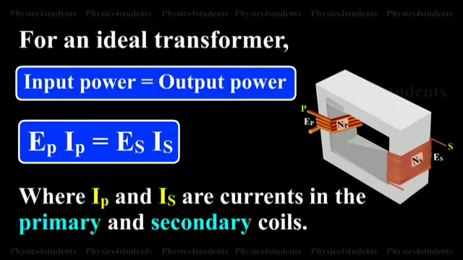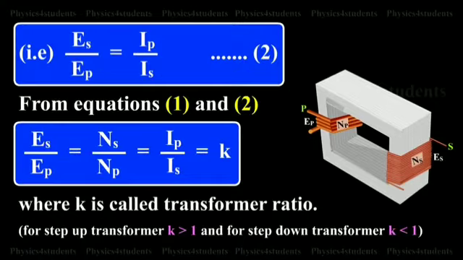So for an ideal transformer, input power is equal to output power. So EP IP is equal to ES IS, where IP and IS are currents in the primary and secondary coils. Next, ES by EP is equal to IP by IS. This is second equation. From equation 1 and 2, ES by EP is equal to NS by NP is equal to IP by IS is equal to K, where K is called transformer ratio.